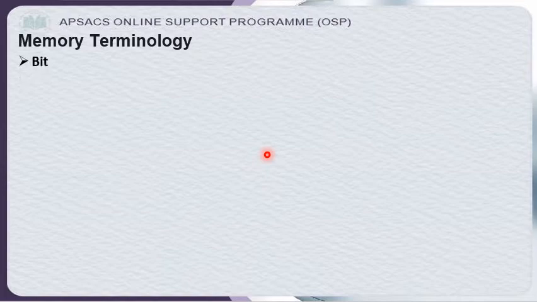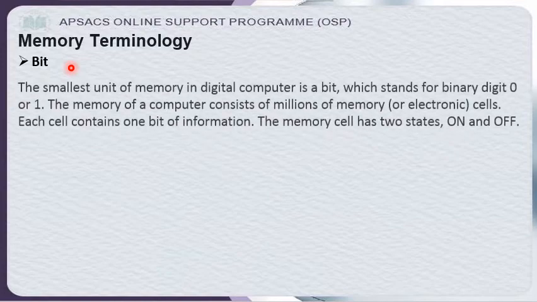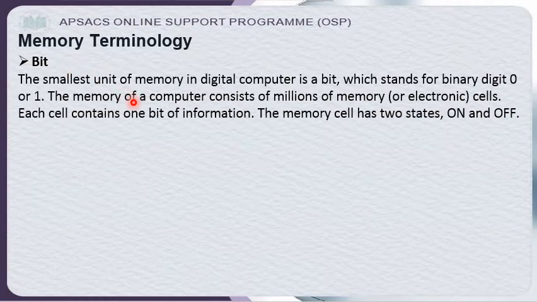Memory terminologies. The first one: the smallest unit of computer memory in a digital computer is a bit. In a bit, what can we store? Maybe 0 or maybe 1 is going to be stored. When these bits are combined, they make a byte. How many bits are combined? When 8 bits are combined, they make a byte.